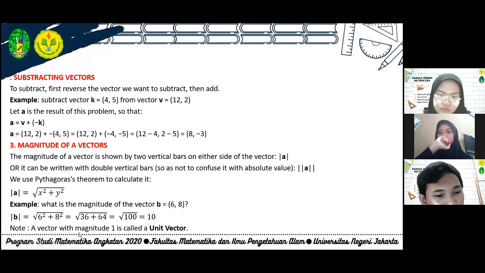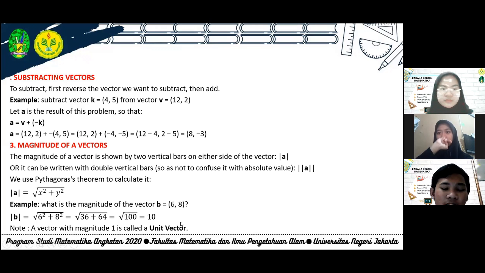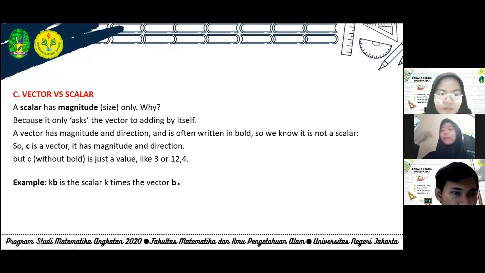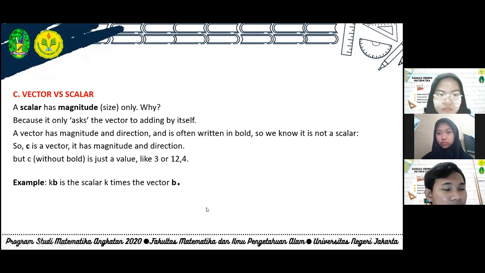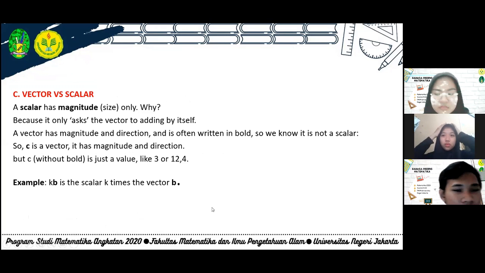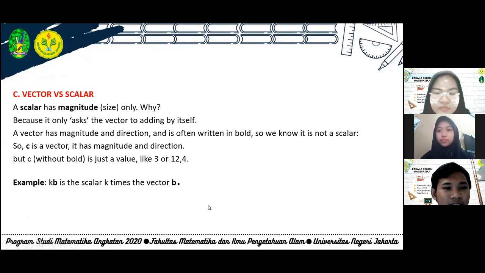Note, a vector with magnitude 1 is called a unit vector. Next is vector and scalar. A scalar has magnitude or size only. Why? Because it only asks the vector to add by itself.